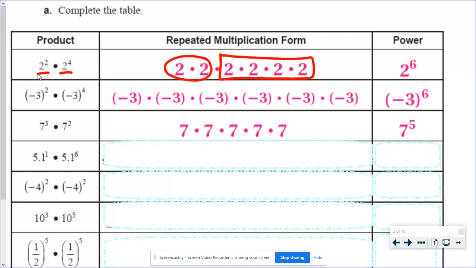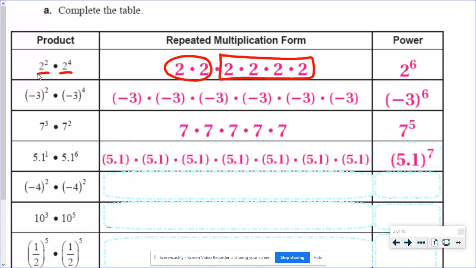5.1 to the 1st, and I mentioned yesterday that I tend to use parentheses when I've got a decimal, but you don't have to have that. And that 1 for an exponent doesn't have to be there, but it does help us in this case to see that I've got 1 of those 5.1's, and then I've got 6 more of them. That would give me 5.1 to the 7th power.